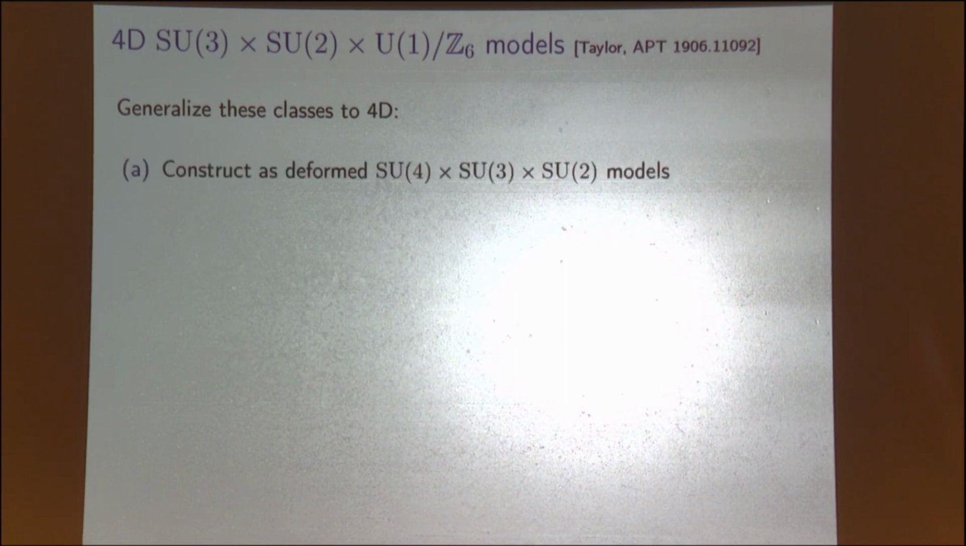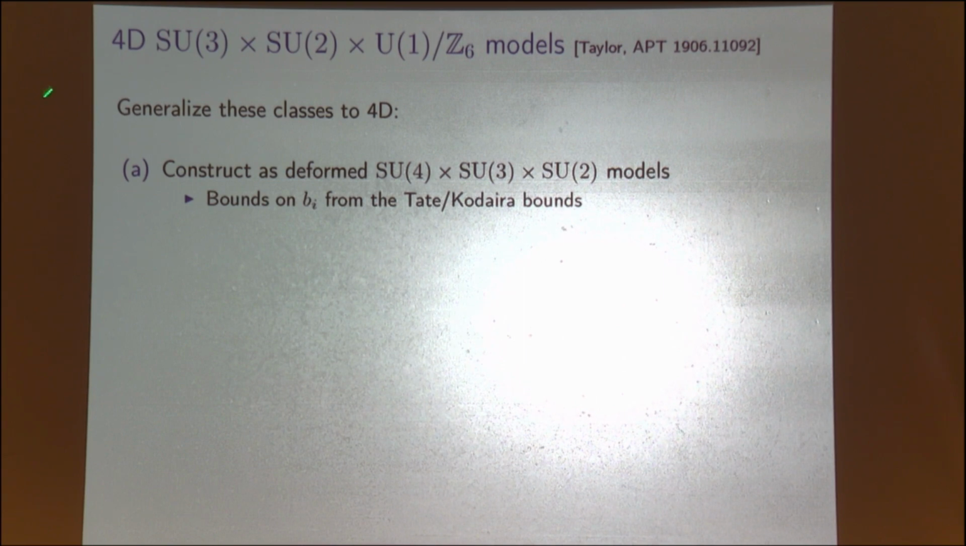OK, so now I want to talk about 4D F-theory models with this gauge group. And I'm going to use those same 2 classes as sort of my guiding light here. So generalizing these classes to 4D, I'm just going to use the same constructions that I use to achieve all t equals 0 models in 6D. So I'm going to construct class A as deformed SU4 times SU3 times SU2 models.